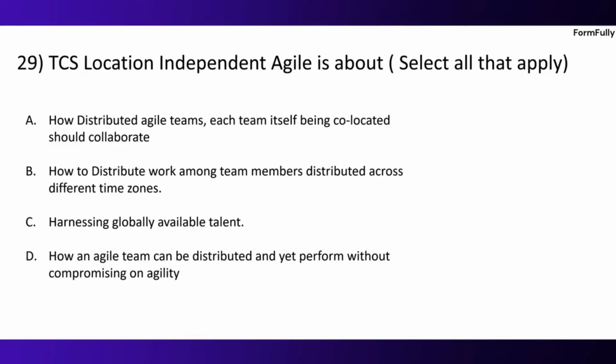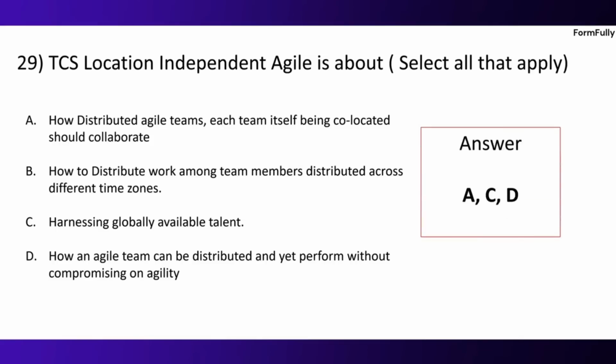Question 29. TCS location independent agile is about. Option A. How distributed agile team, each team itself being co-located, should collaborate. Option B. How to distribute work among team members distributed across different time zones. Option C, harnessing globally available talent. Option D, how an agile team can be distributed and yet perform without compromising on agility. And the correct option is A, C, and D.